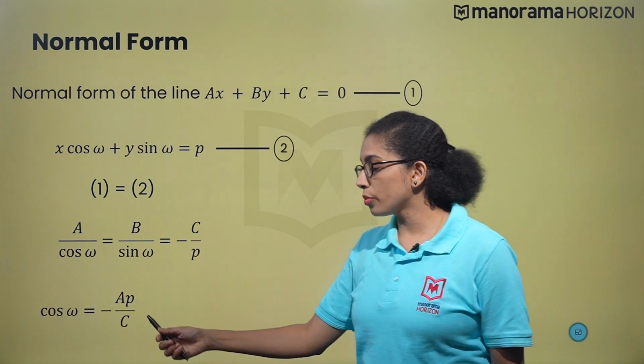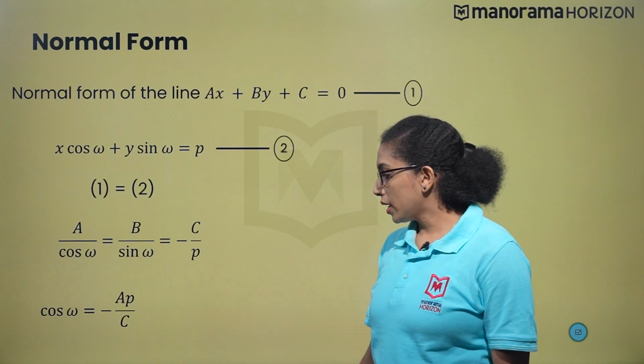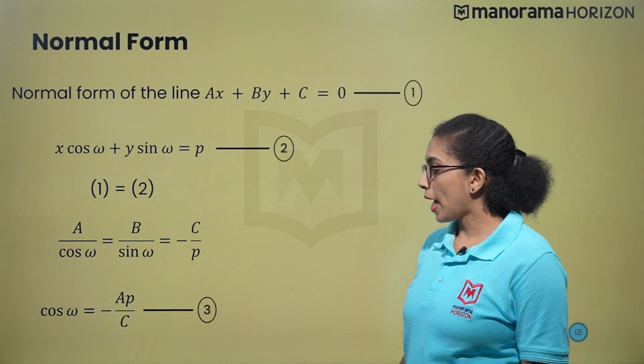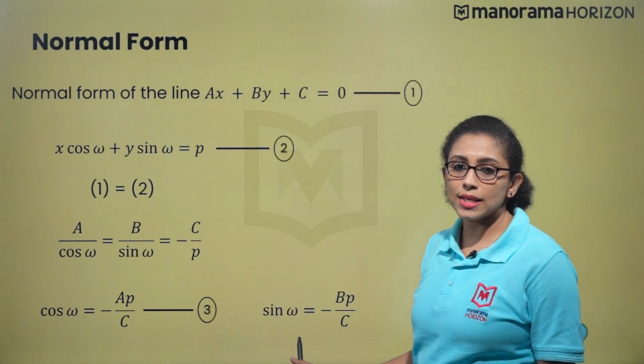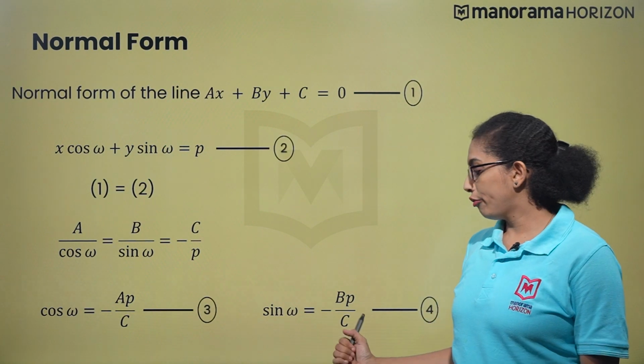That is, cos omega is equal to minus a into p by c. Mark it as equation number 3. And sin omega is equal to minus b into p by c. Mark it as equation number 4.